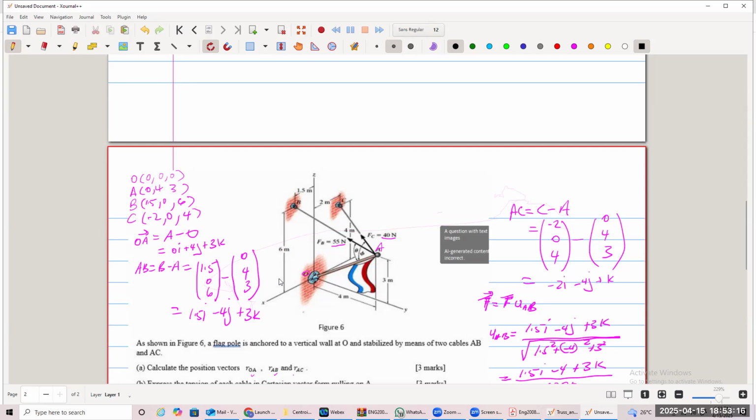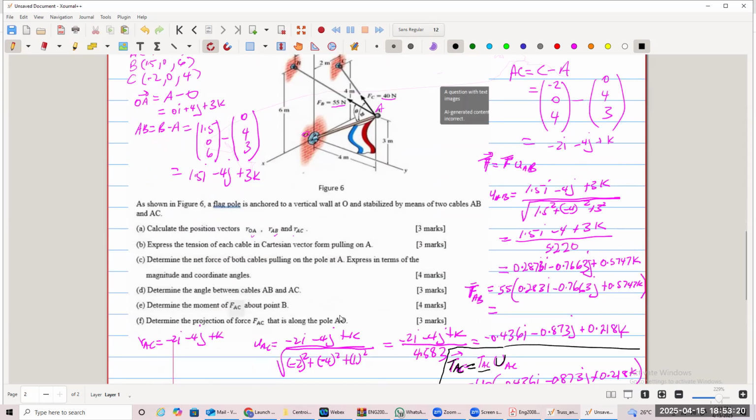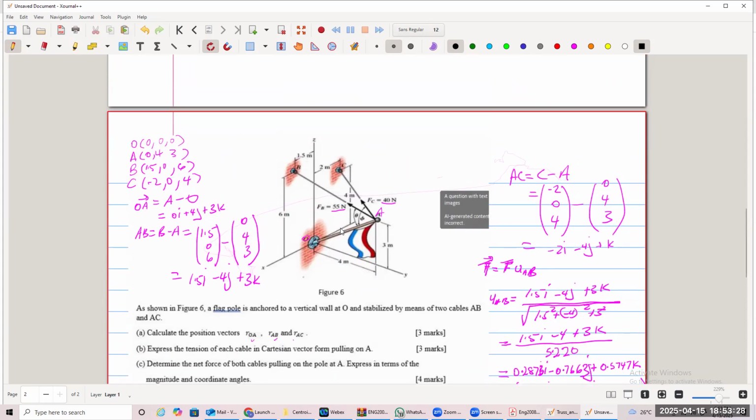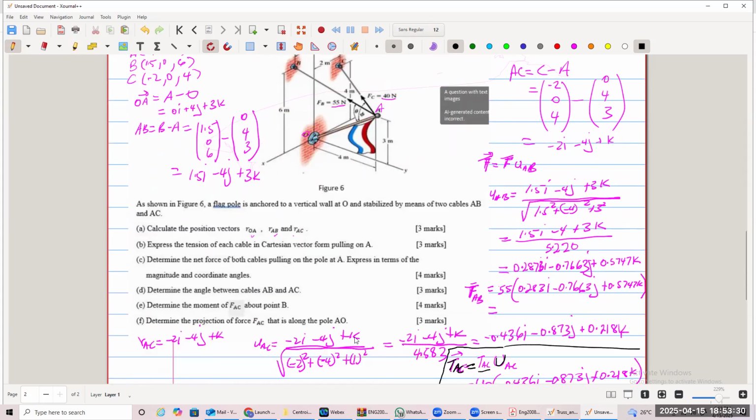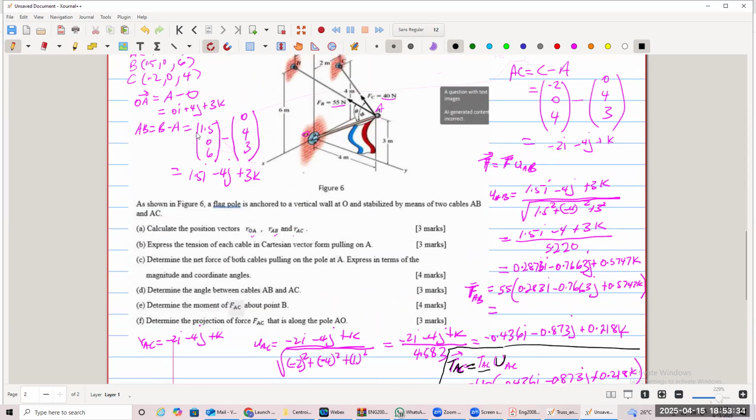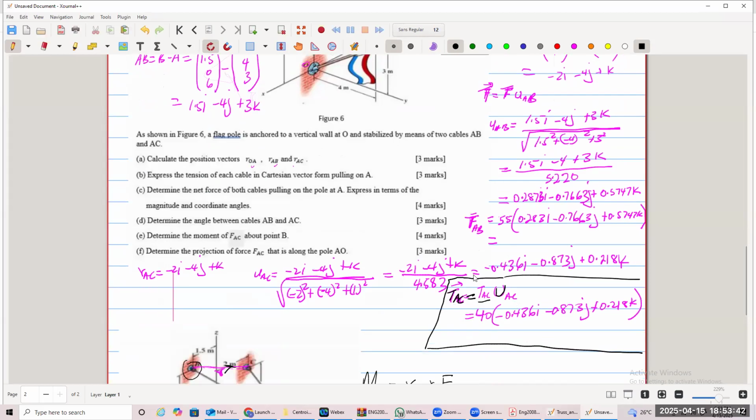Because the one that you have is going from O to A. They want the one that is going from A to O. You have OA, but they want AO. So you have to reverse the order and find the unit vector of the reverse order of that position vector. So you get the reverse order of it, get the unit vector, and multiply it by this force right here.